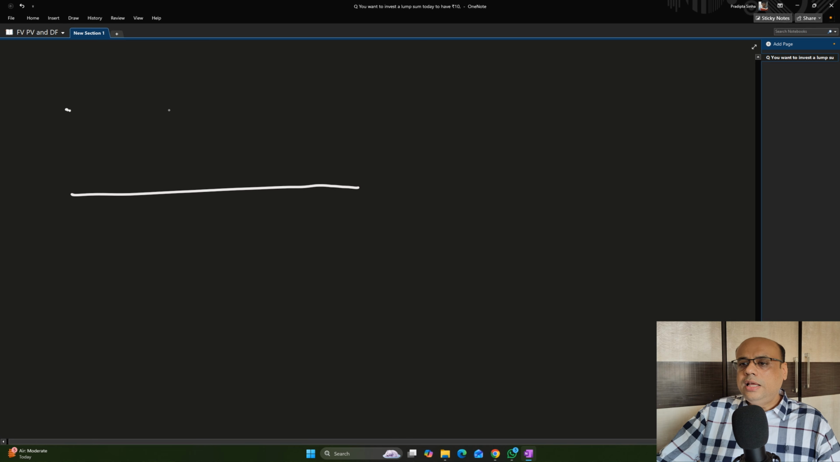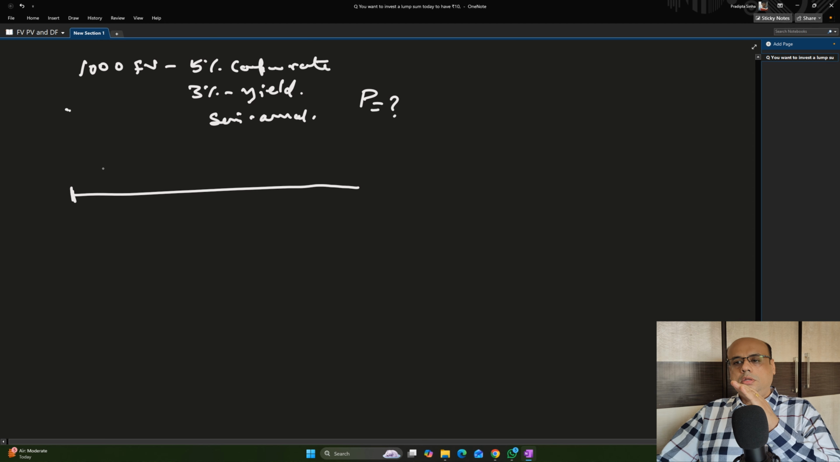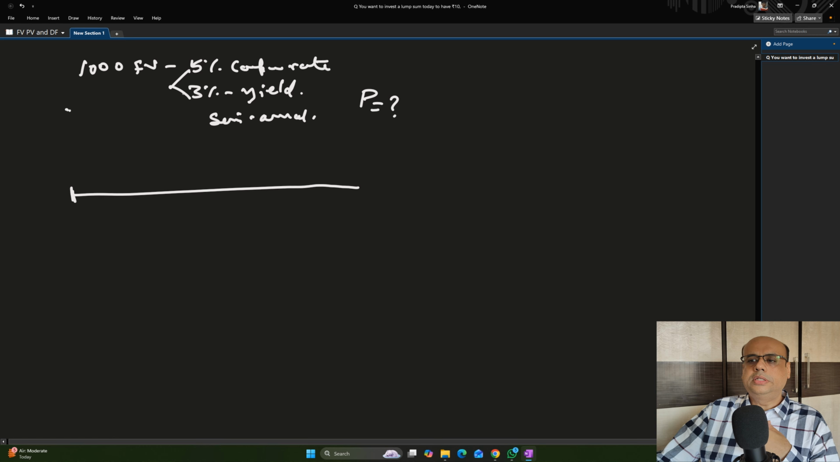So the essential thing is, if there is a 1,000 face value bond, and 5% is the coupon rate and 3% is the yield, and it is semi-annual, we have to find out the price of the bond. So what is the difference between this 5% and this 3%?